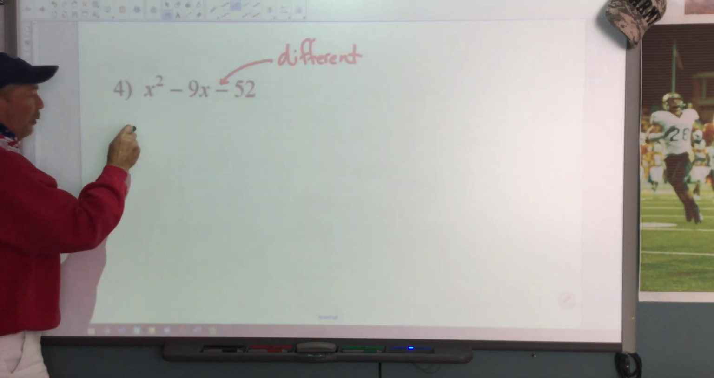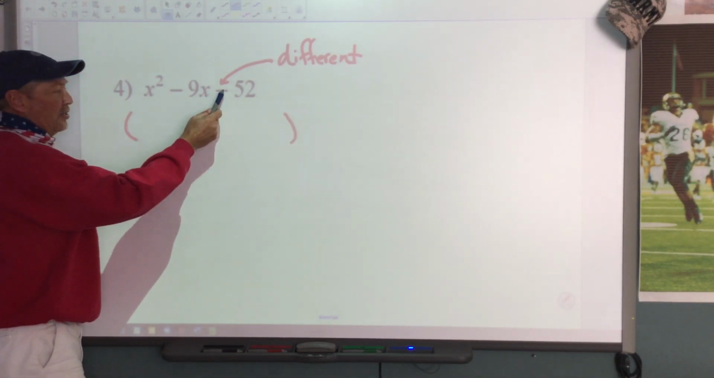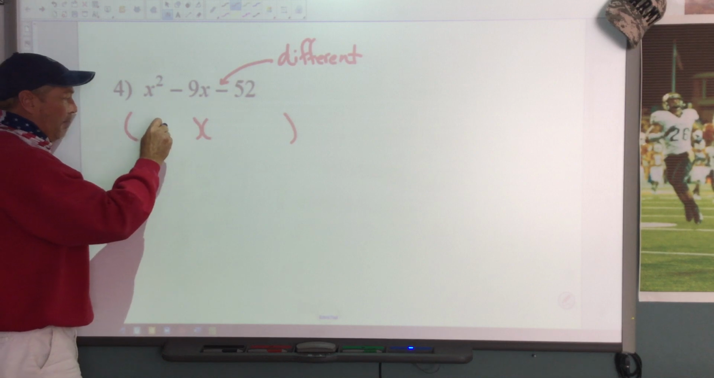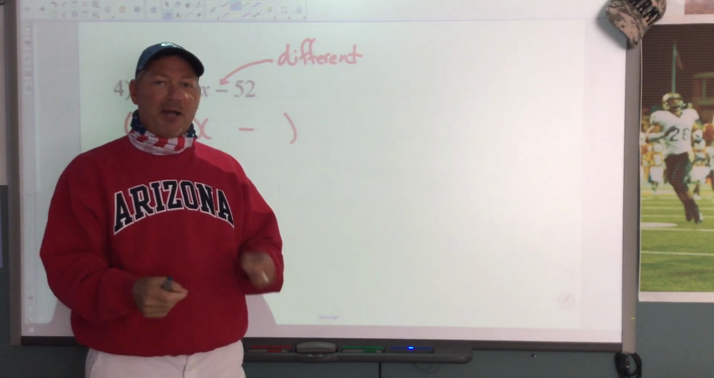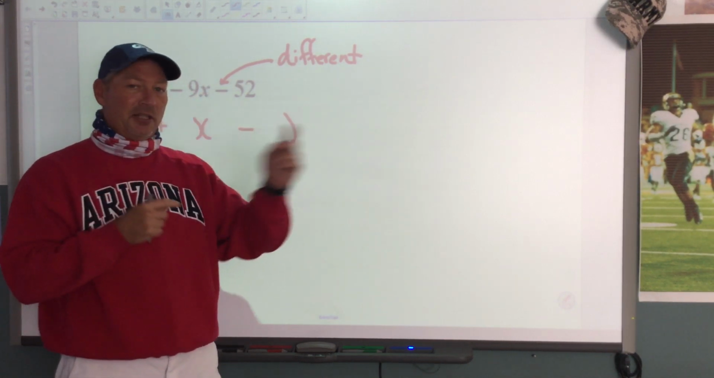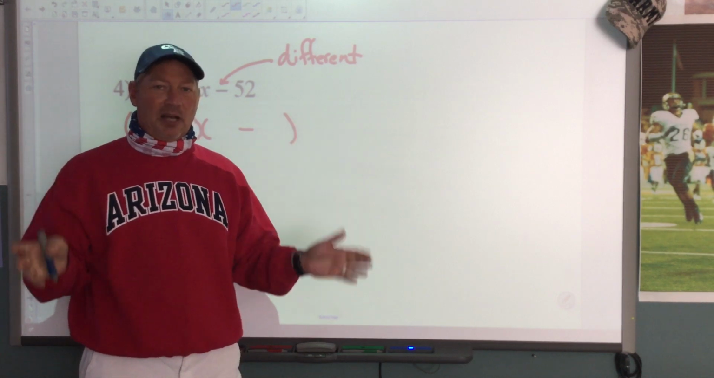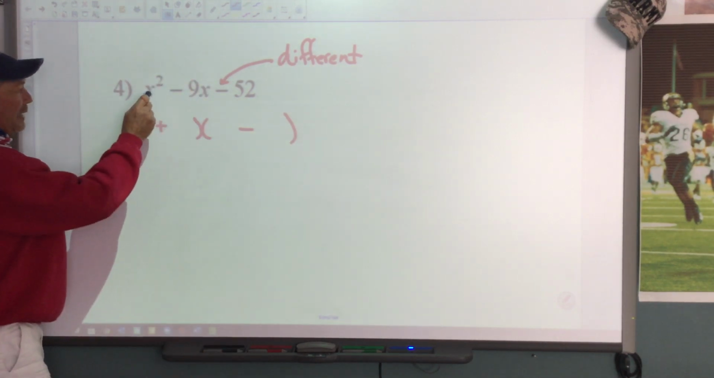So we set up our parentheses for my answer, and this says the signs are different. Somebody has to be positive, somebody has to be negative. Now, does it matter what you put first? Can you put the plus, then the minus, or the minus and the plus? It does not matter. The signs have to be different, okay? We know we're going to break down the x squared.